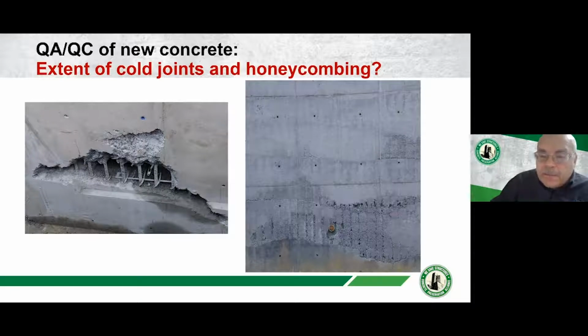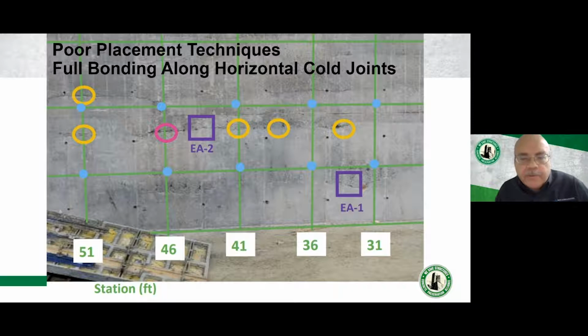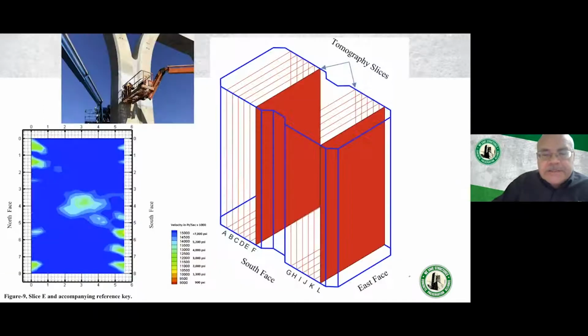And by separating the energy source from the receivers or the sensors and taking multiple shots, we can target, is there a good bond over that horizontal cold joint? Pretty much where that line of 4 circles are, the one pink one, there was a horizontal cold joint there. So the question was, is it well bonded, or did the bottom concrete set up and the top concrete never have an opportunity to bond itself?